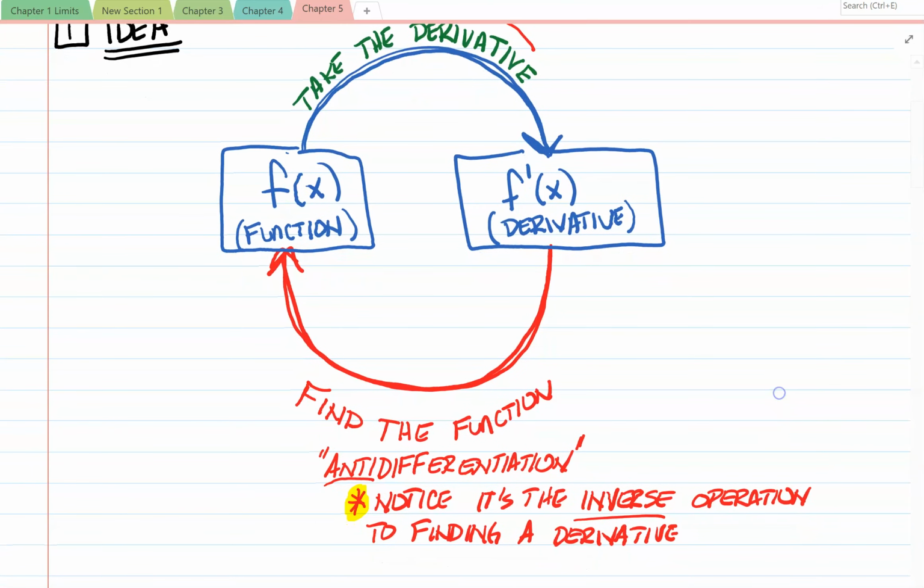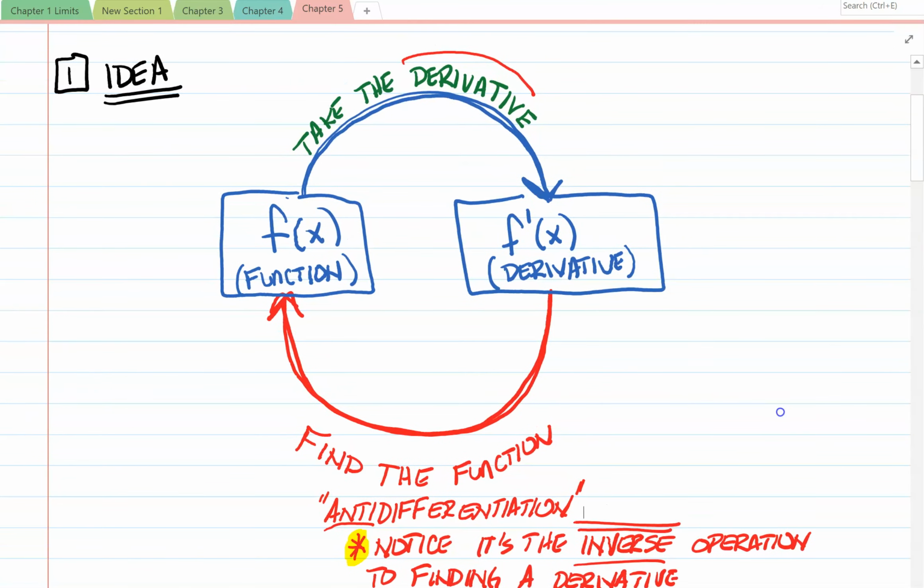That makes sense because if this is called differentiation, then this one's called anti-differentiation. Also notice that anti-differentiation is just the inverse operation to finding a derivative, so they undo each other. We are familiar with the concept of inverse operations from studying functions throughout pre-calculus. So this is the basic idea, and this is what we're going to be doing for this unit.